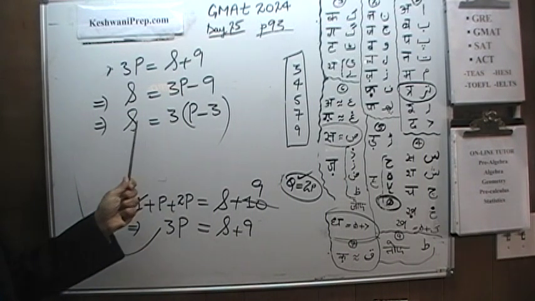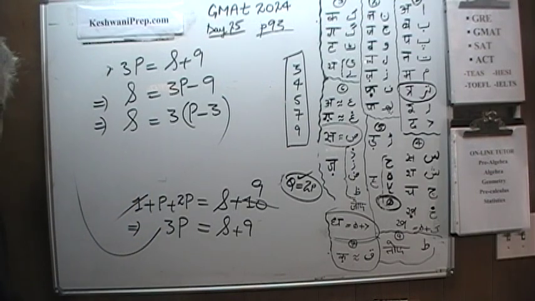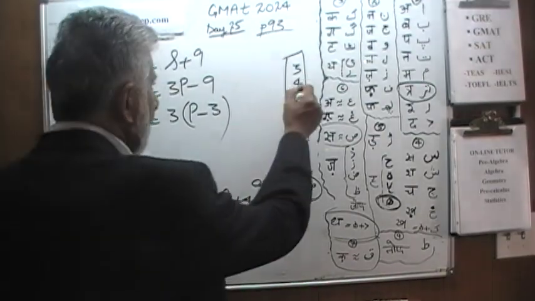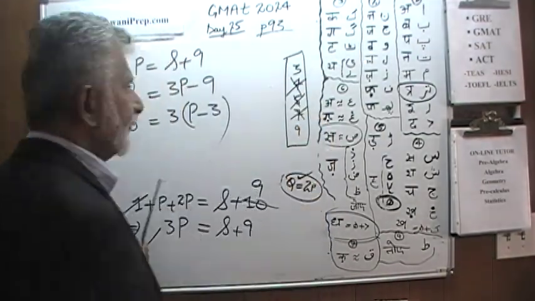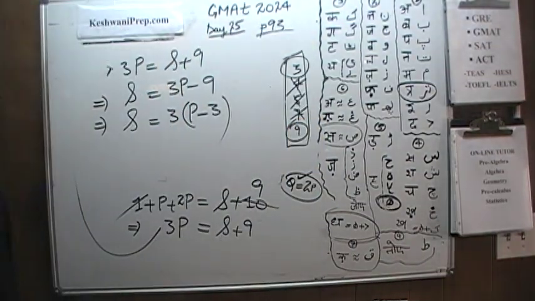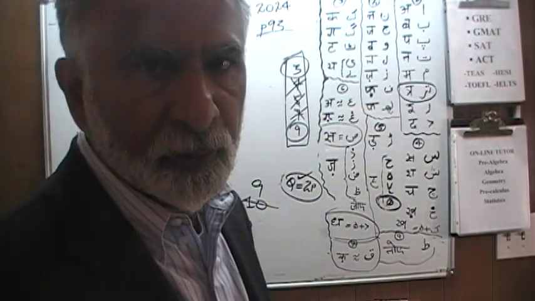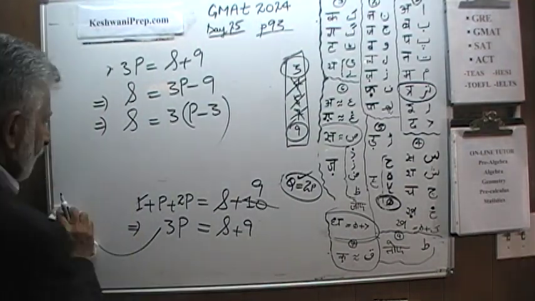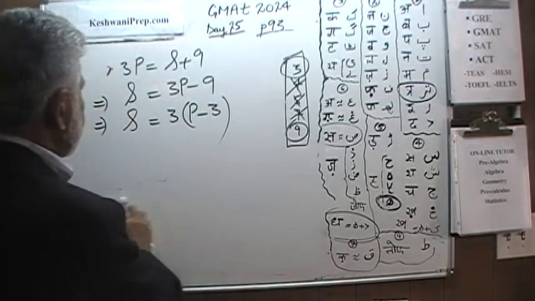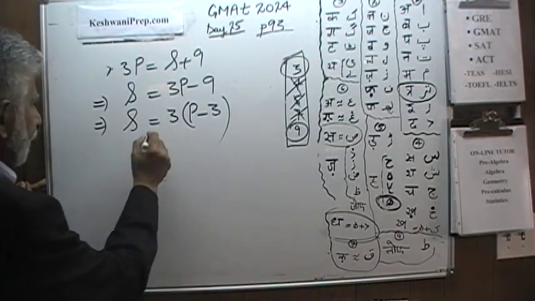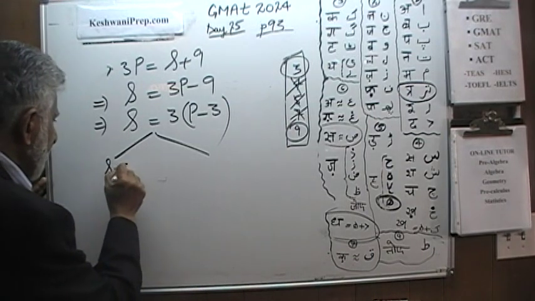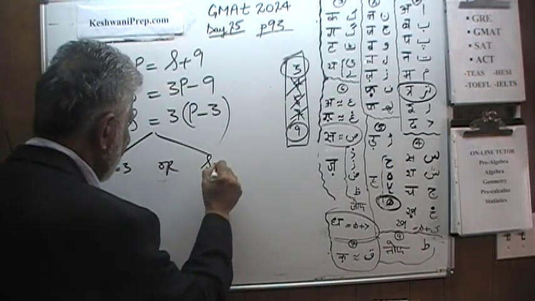Since we established just now that s is a multiple of 3, we know now the answer cannot be 4, 5, or 7. We just have to play with 3 and 9 and see which one works. That's exactly what we're going to do. Let's begin, shall we? So s is going to be either a 3 or a 9.